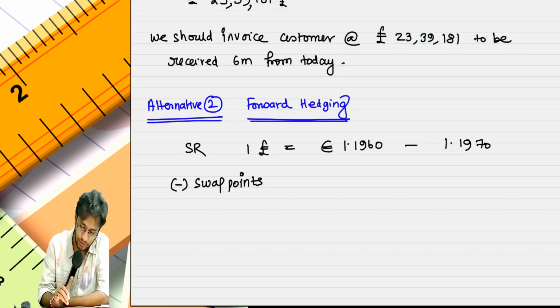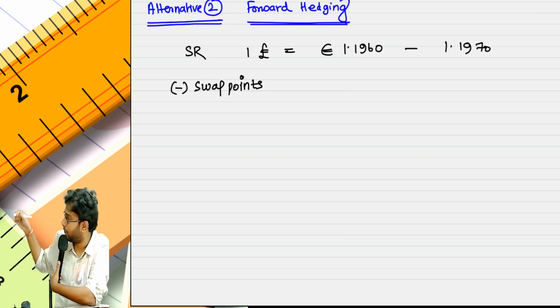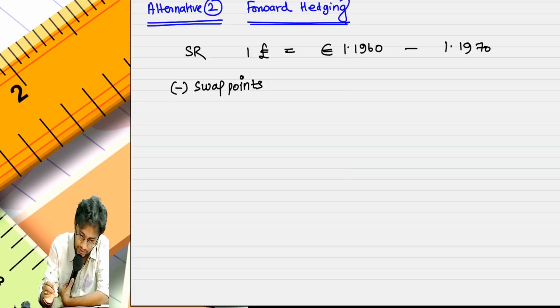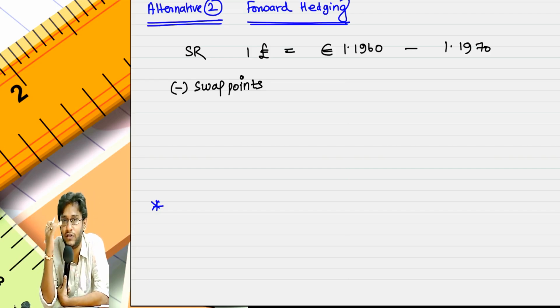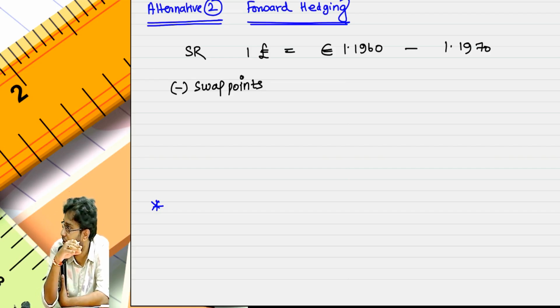Swap points. Now, how much do you have to minus? Leave a couple of lines and put a star mark here somewhere and come. Sir, swap points will be in which currency? That is, left hand side currency or right hand side currency?